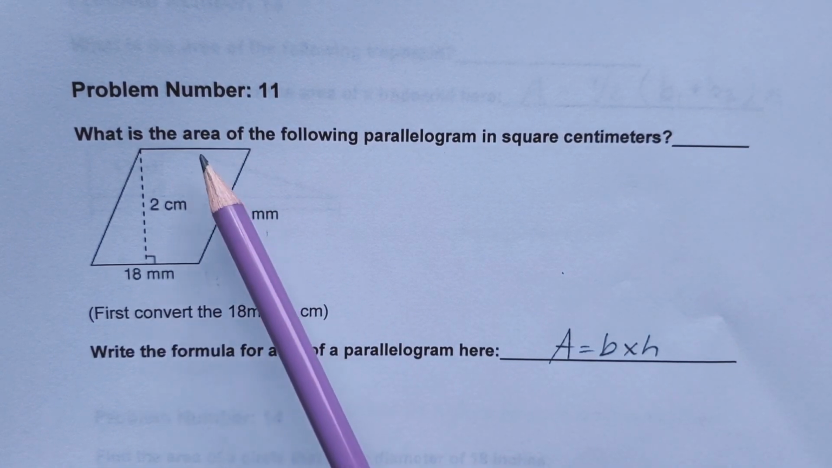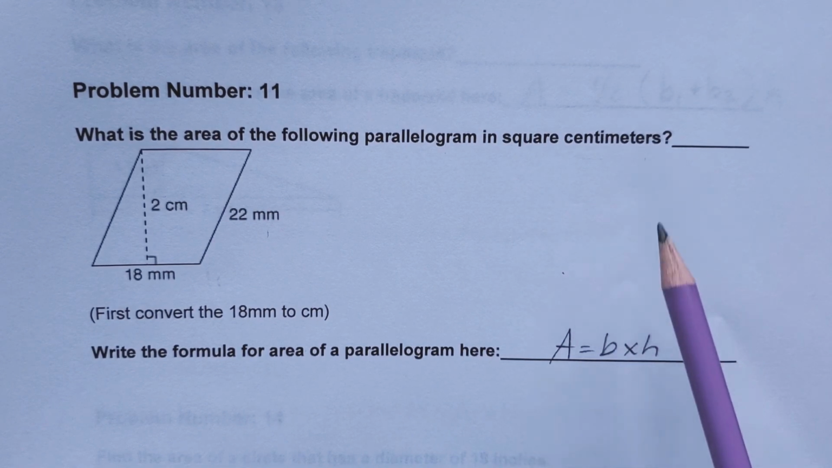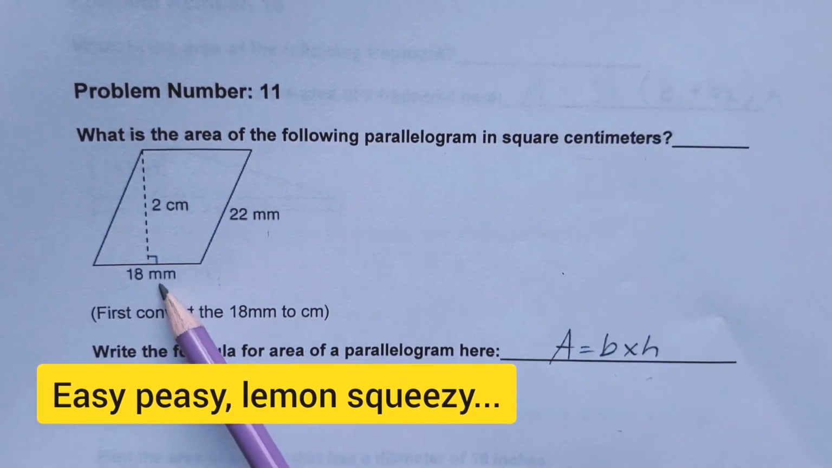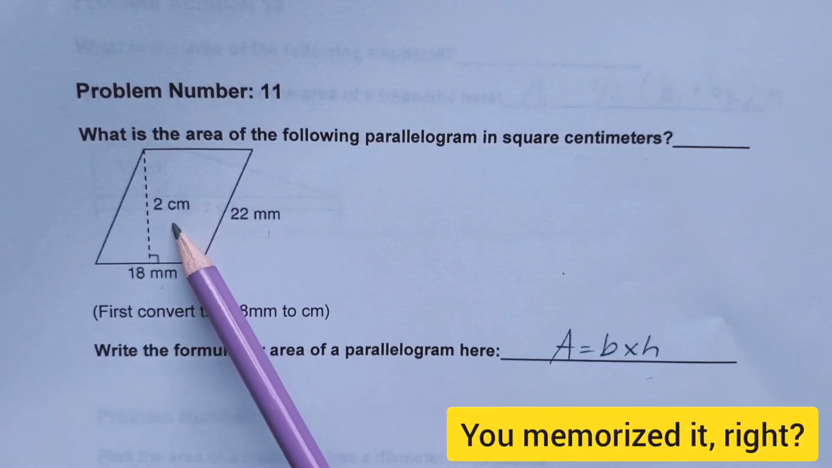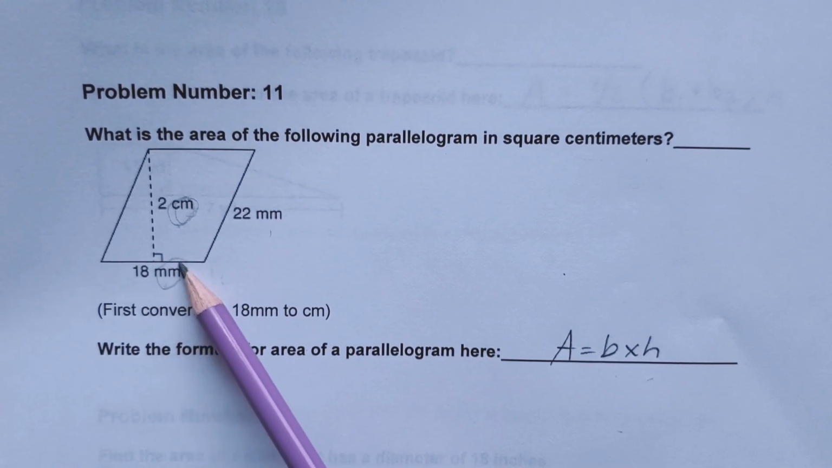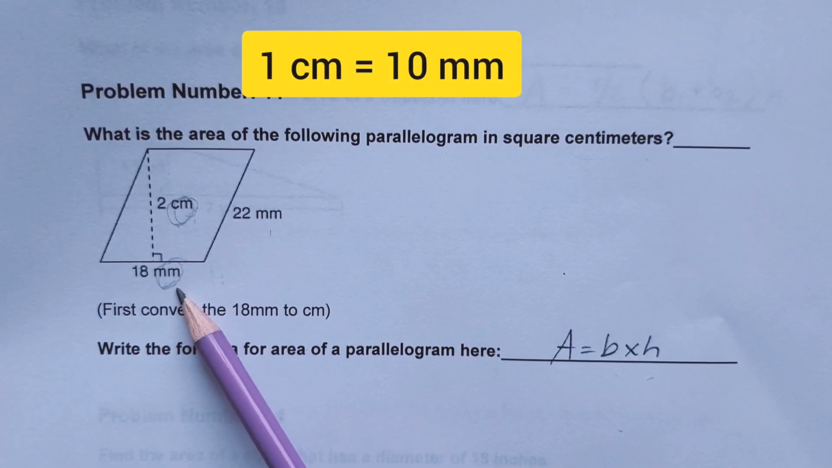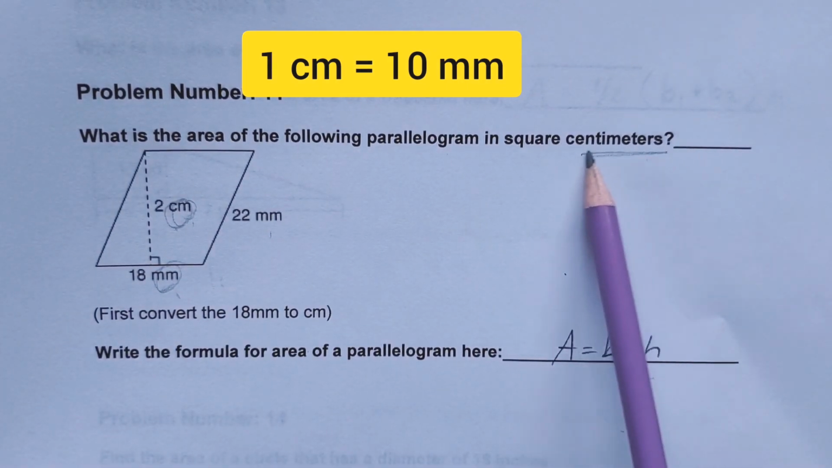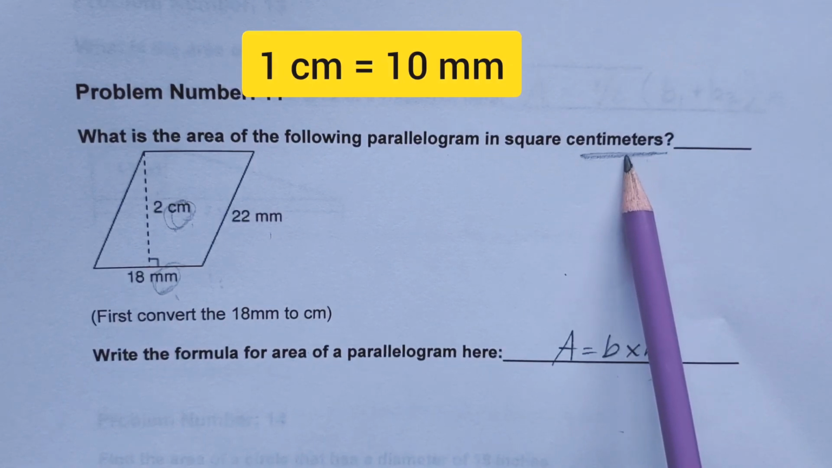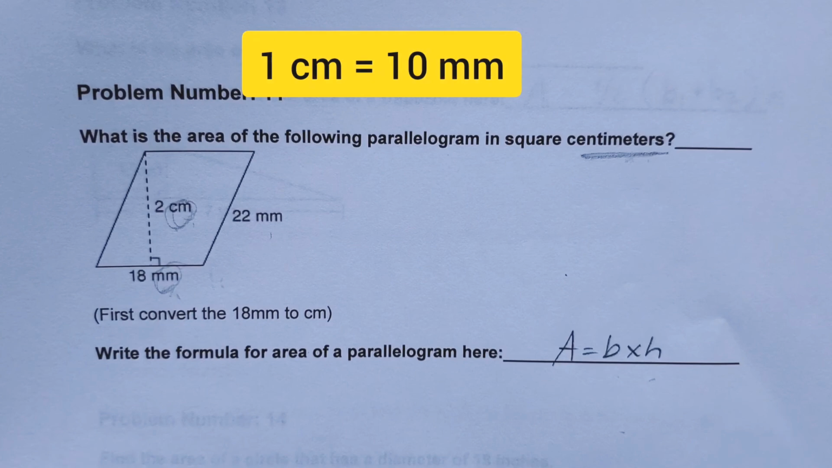Problem number 11. What is the area of the following parallelogram in square centimeters? The formula is very easy, base times height. And it looks like they give us the base and the height. The only problem is they're not the same units. The height is given to us in centimeters and the base is given to us in millimeters. The answer needs to be in centimeters. So we have to convert 18 millimeters to centimeters.